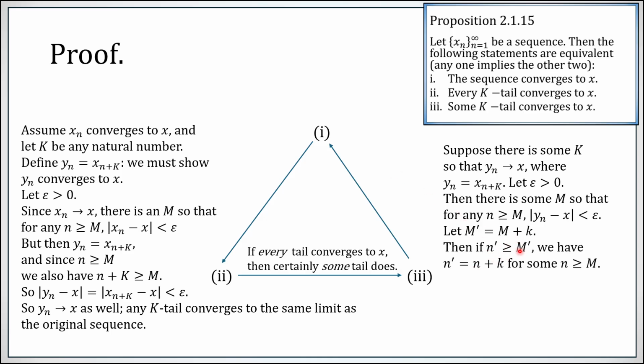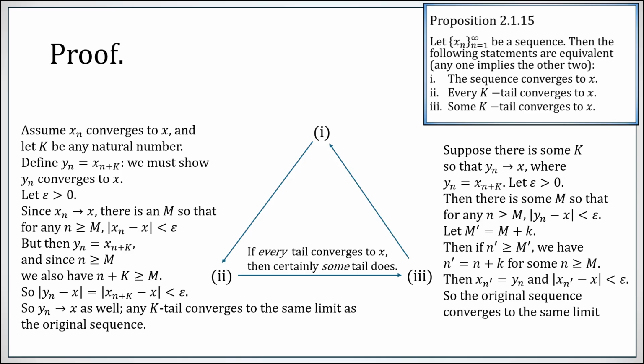Then if n prime is bigger than m prime, then n prime has to be n plus k for some n bigger than or equal to m. If I'm bigger than this, then I am n plus k compared to something bigger than m. So then you can set x sub n prime equal to y sub n. The distance from x sub n prime to x must be less than epsilon, so the original sequence converges to the same limit as well. The tail notion here just shifts what indices you're talking about, but since the definition merely asks there to be some cutoff point, it doesn't matter if you slide it over by a few indices or not.